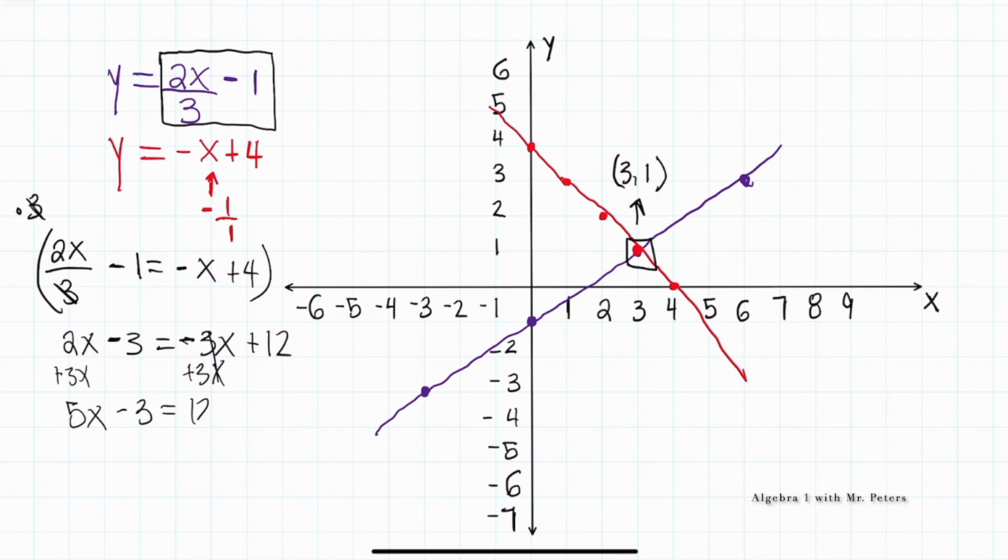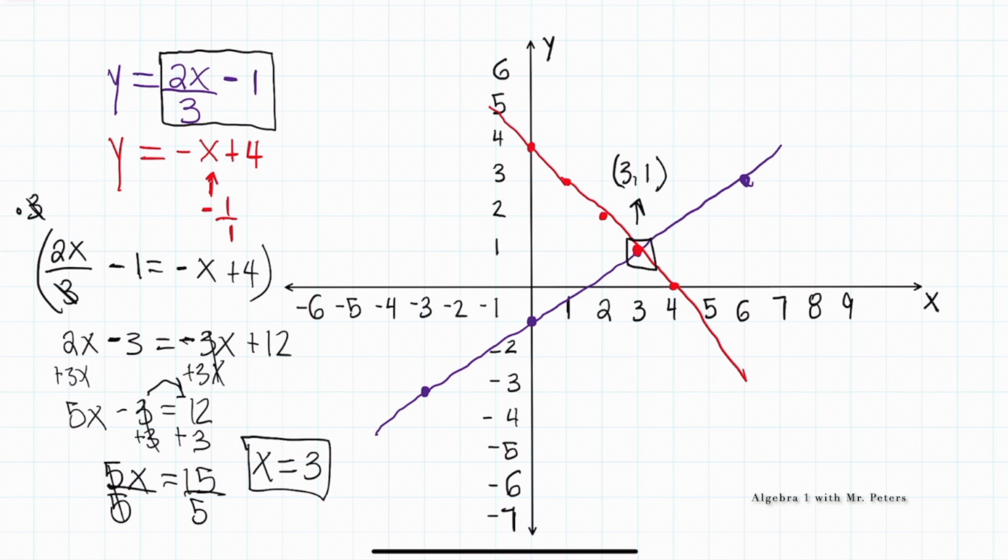is equal to 12. And then when I add 3 on both sides to simplify the equation further, we're going to get 5x is equal to 15. And after we divide, we know x is equal to 3. So we know the x coordinate is correct.